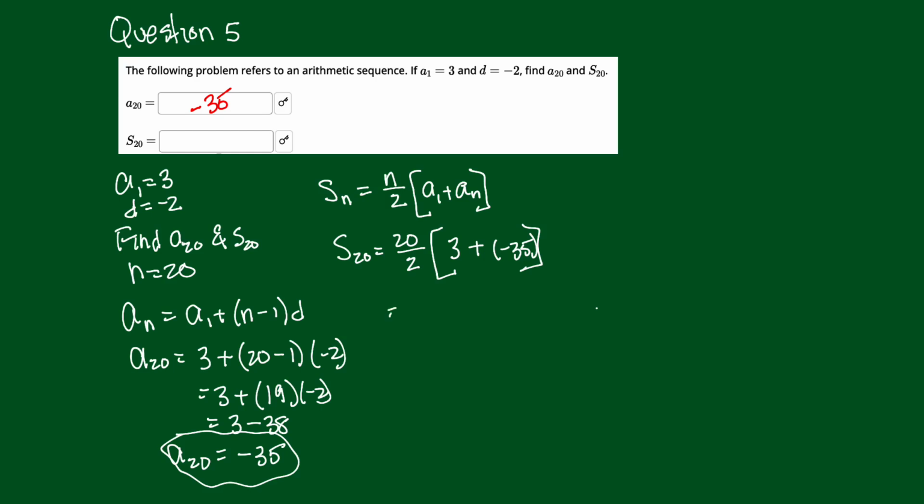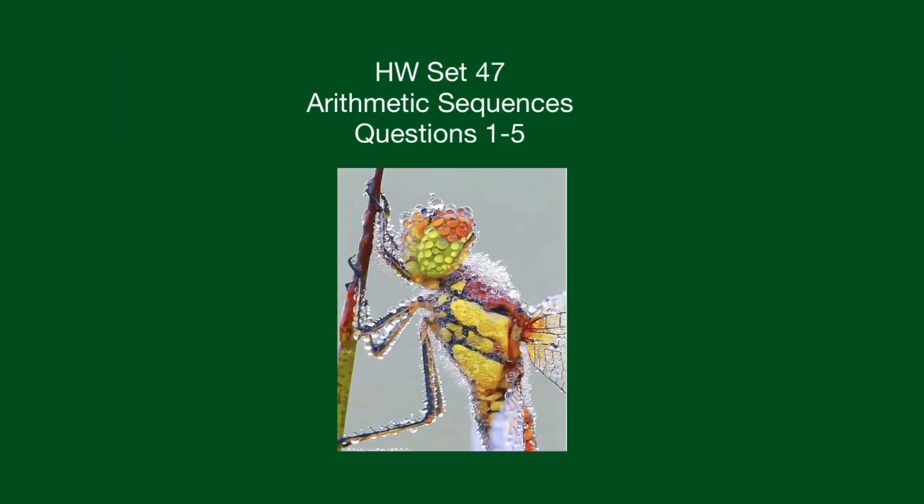All right, so what are we going to get here? 20 over 2 is 10. 3 minus 35 is negative 32. So how about negative 320? That's S sub 20. And I just checked my arithmetic. Seems to be okay, so I'm going to say this is negative 320. And that closes up homework set 47.